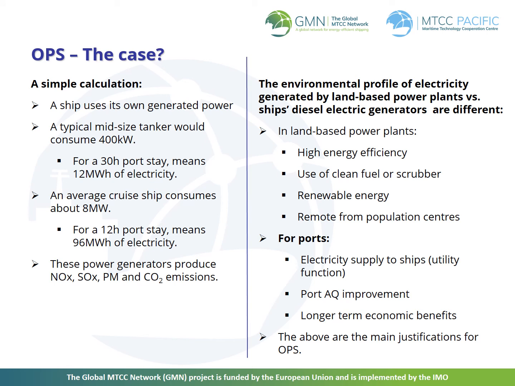Ships normally use some base load electricity levels for essential services all the time, including while at berth. For a case of a typical mid-sized tanker, this could be about 400 kilowatts. That excludes the electricity needed for cargo operations and ballast operations. For such a tanker, staying at port for 30 hours, it would require 12 megawatt-hours of electricity. The longer the vessel stays at berth, the larger this figure will be.